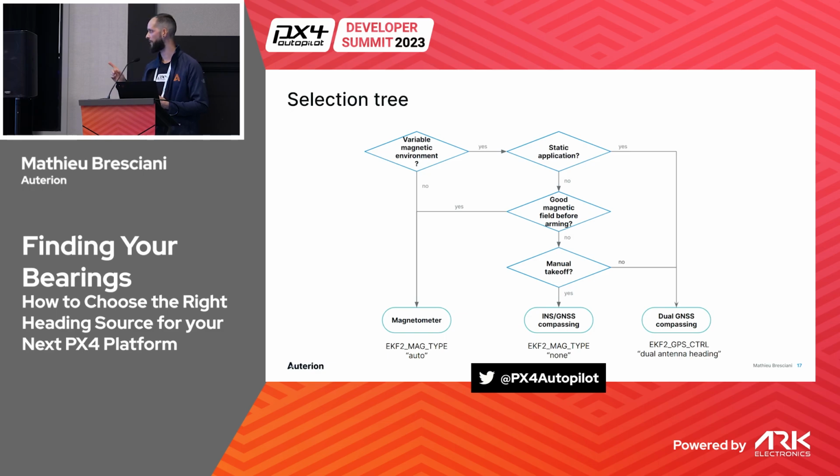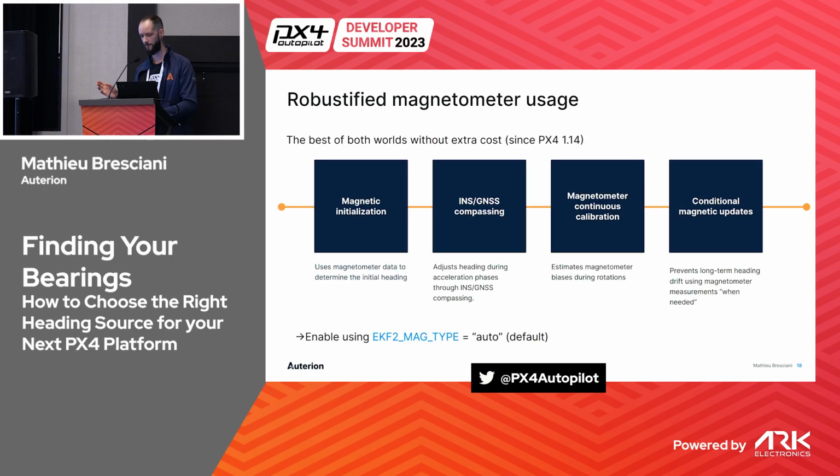So for magnetometer, I'll give some details. We have here the mag type called auto. We robustified the usage of the magnetometer a bit because we've seen so many problems where people have the drone that aligns properly on ground, but as soon as it starts to take off, there is a lot of influence from high current in the wires, and that really disturbs the magnetometer.